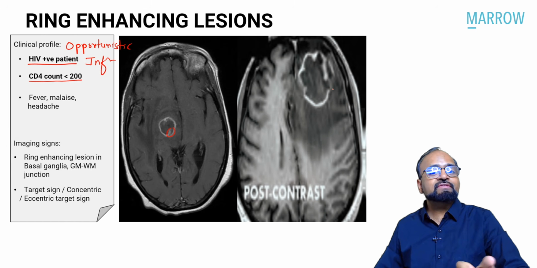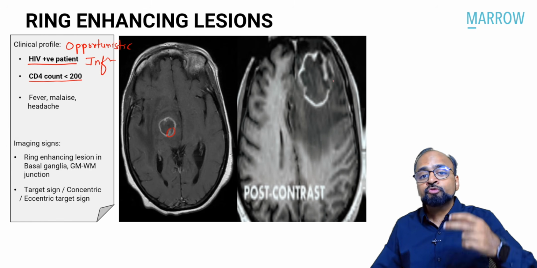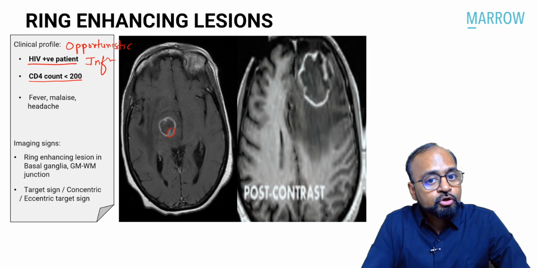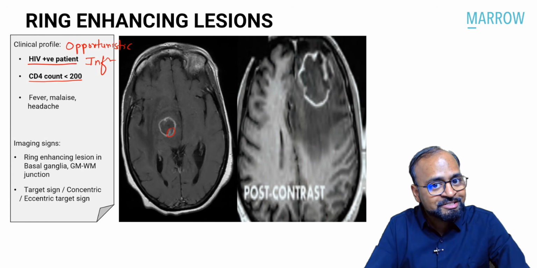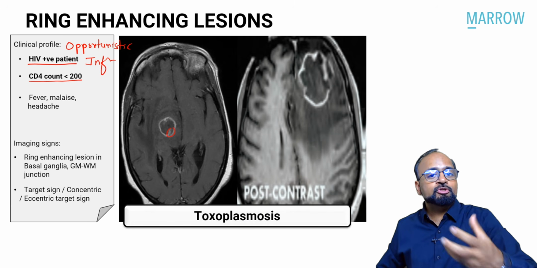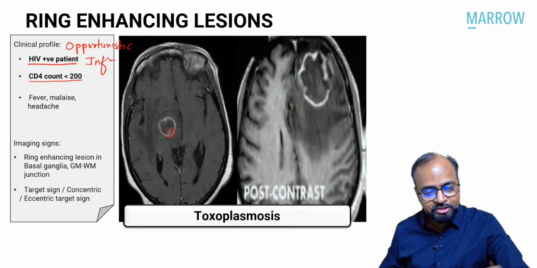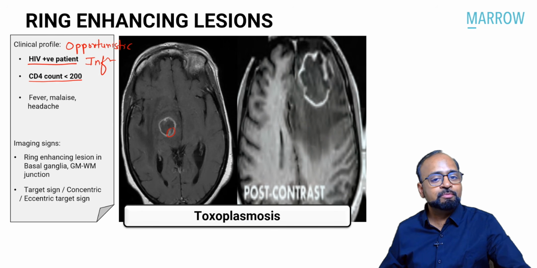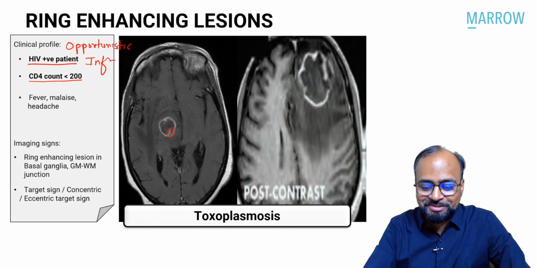So in an HIV positive patient, you see a ring enhancing lesion with an eccentric target sign. What is that most common opportunistic infection that affects the brain in immunocompromised patients? Yes, it is toxoplasmosis. So toxoplasmosis is the commonest opportunistic infection that involves the brain in HIV positive patients. You see a ring enhancing lesion in an HIV positive patient in the brain, you think of toxoplasmosis.